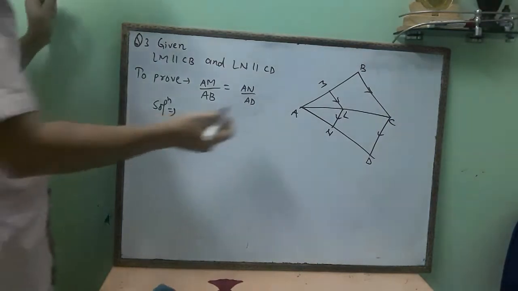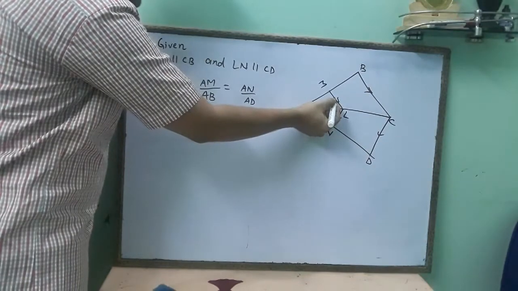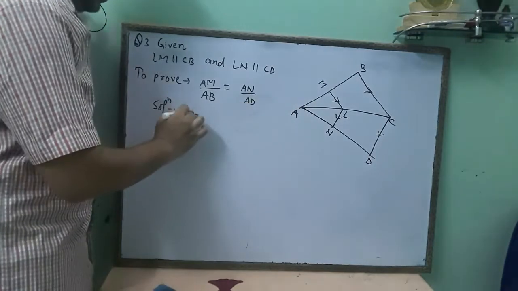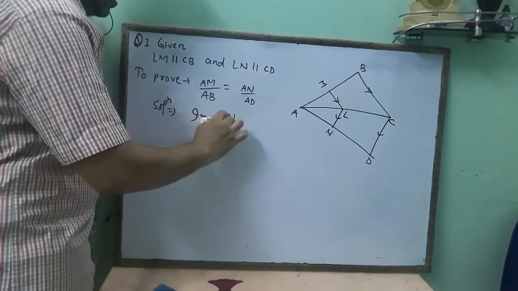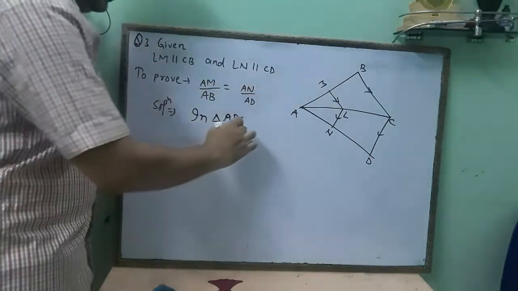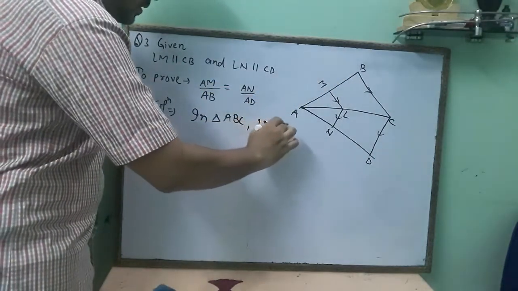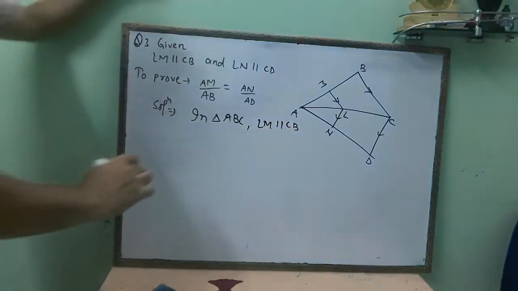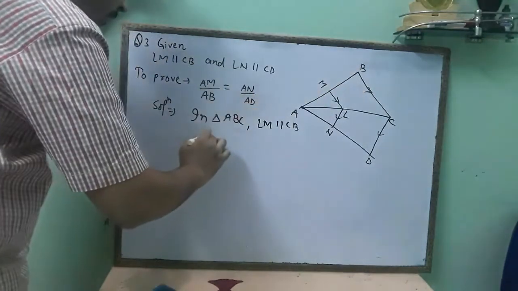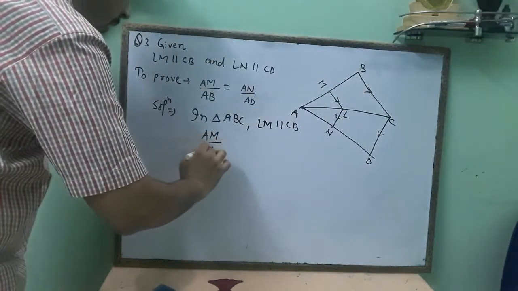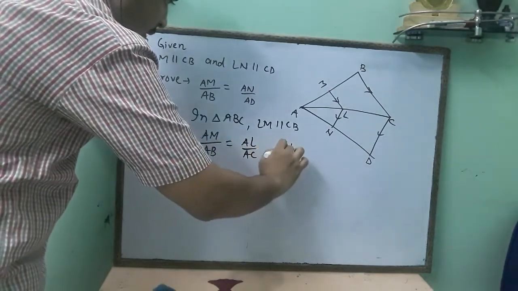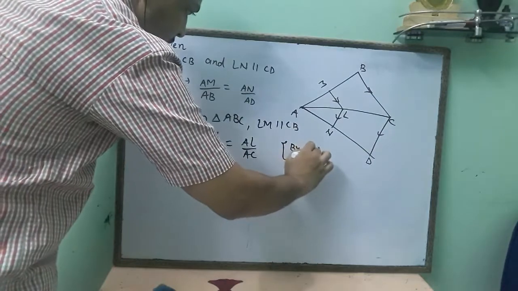So first we will use the Thales theorem application. For this we will start by naming the triangle. In triangle ABC, start from the vertex opposite to this side. Since LM is parallel to CB, we can say that AM divided by AB is equal to AL divided by AC. This is also by BPT, basic proportionality theorem.